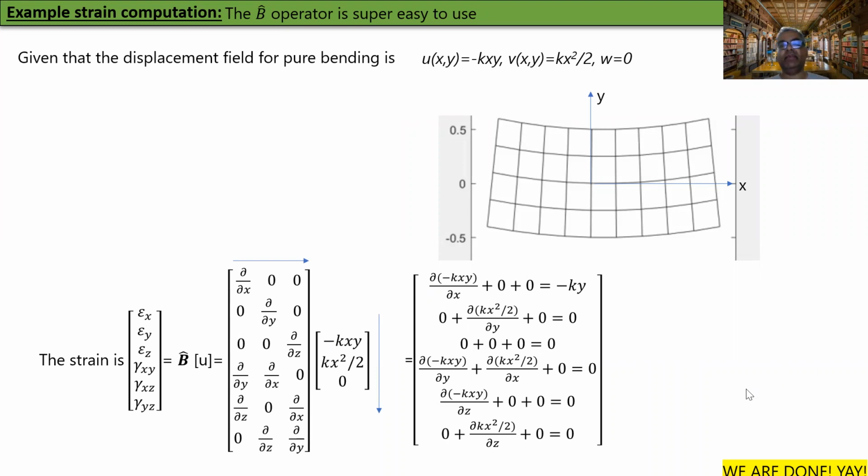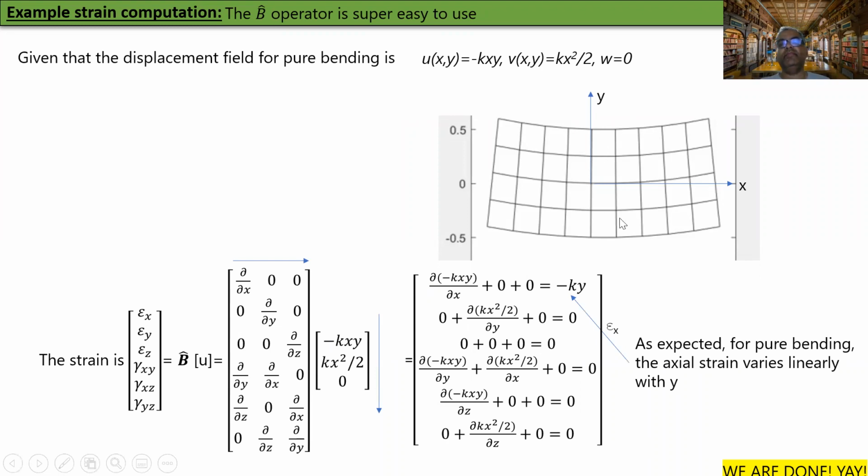Okay, does that make sense? Well, we want the strain to be linear along the y direction as expected. Compressive strains on top, tensile strains on bottom. That's why there's a negative sign. That's it. We are done. So notice that the strain calculation is fairly simple. All you have to remember is this B operator. Okay. Once you do that, then it's easy. Thank you very much. We are done with this portion.